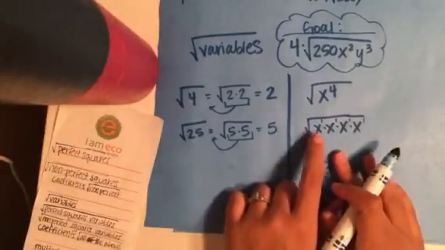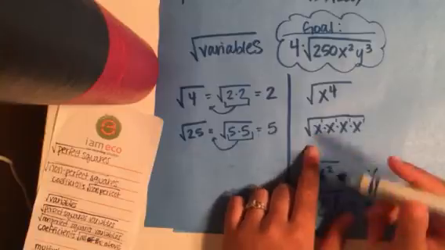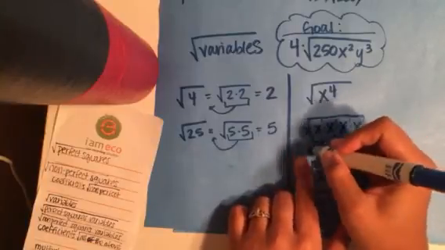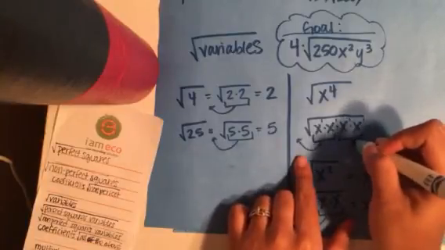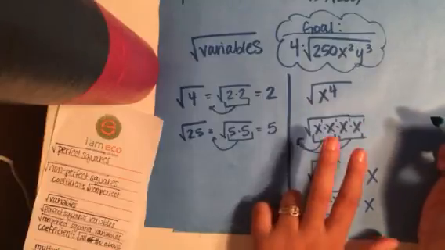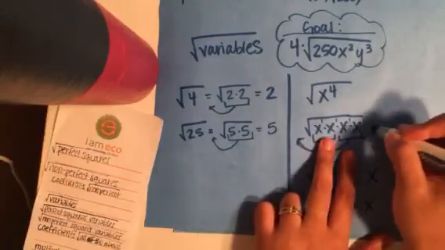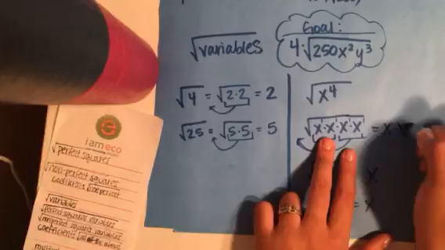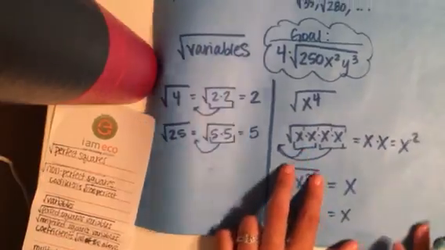So here we have 2 pairs of x's, so we can show that since we have 2 pairs of x's in here, that's x squared.